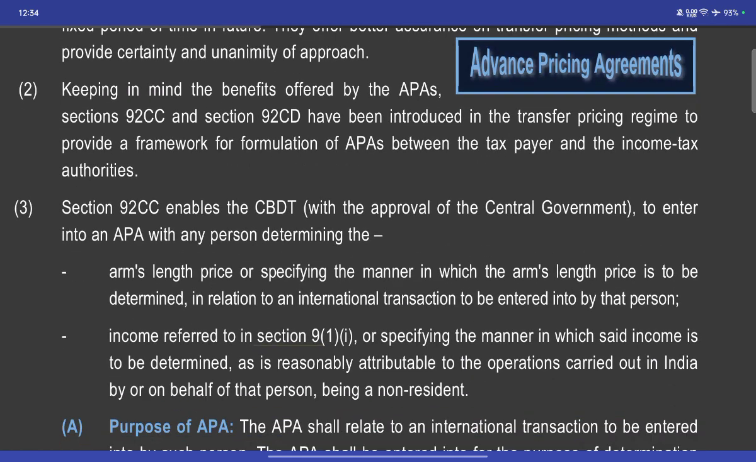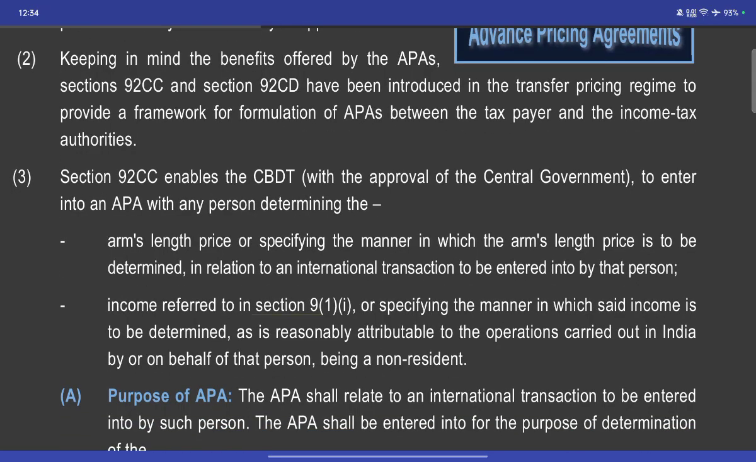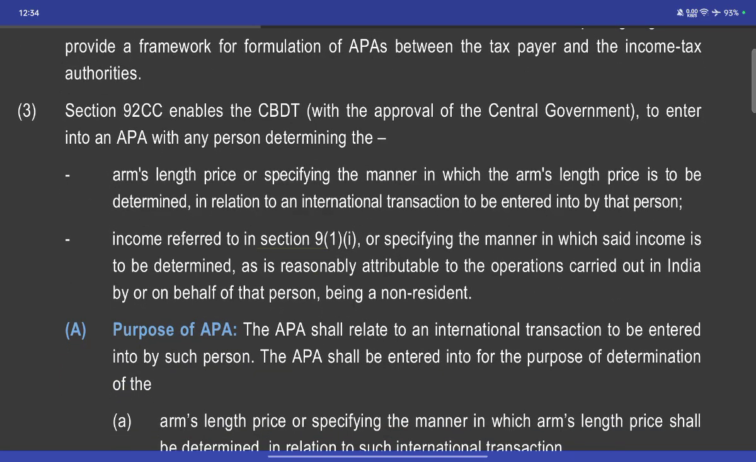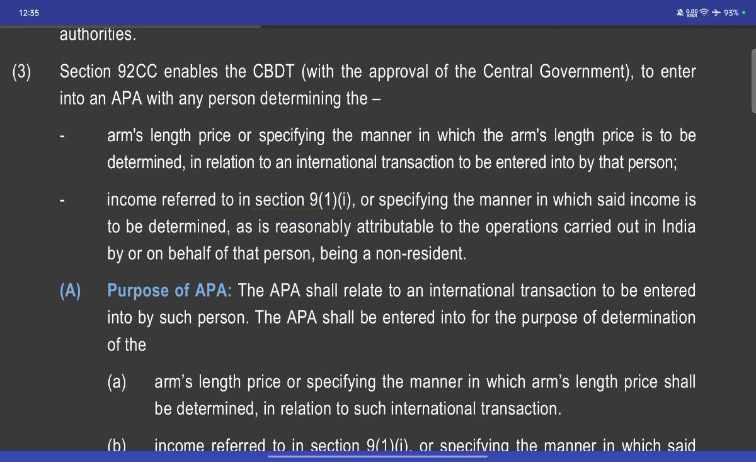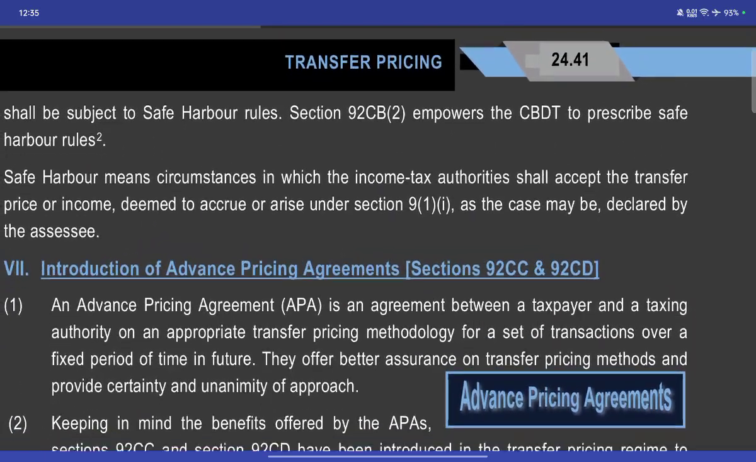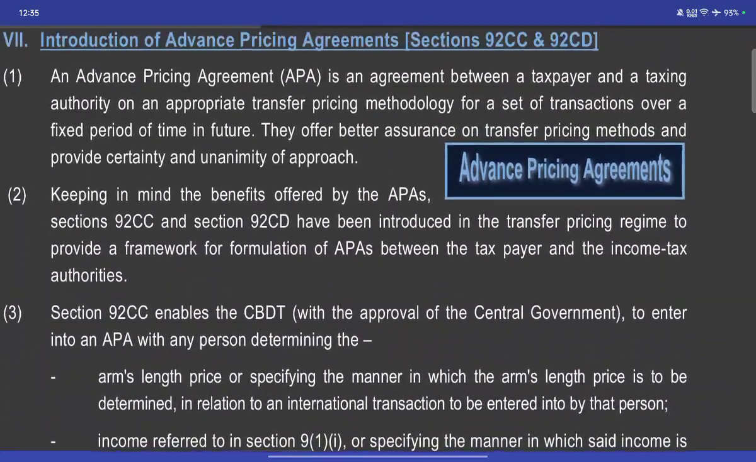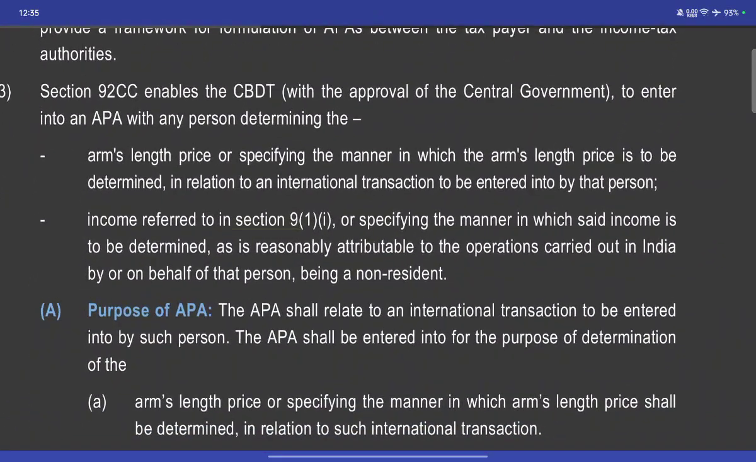Keeping in mind the benefit of advance transfer pricing with APAs, Section 92CC and Section 92CD have introduced a regime to provide a framework for the formulation of advance transfer pricing between the taxpayers and income tax authorities. Section 92CC has enabled the CBDT, with the approval of the central government, to enter into an advance pricing agreement with any person.